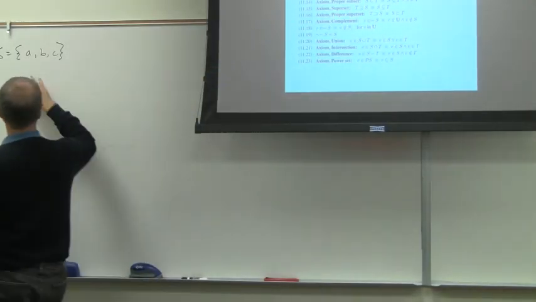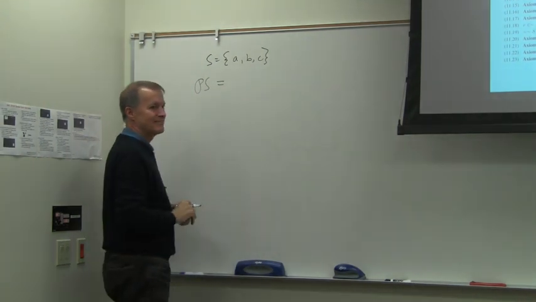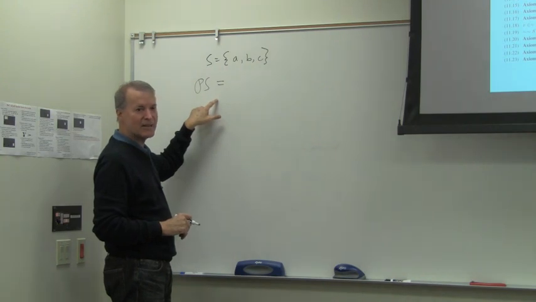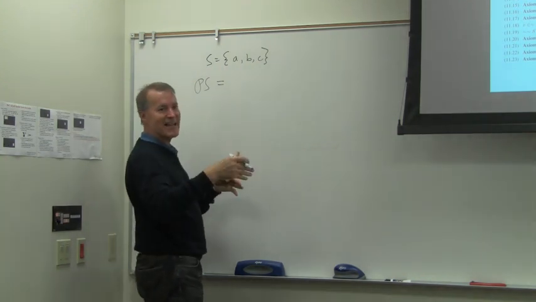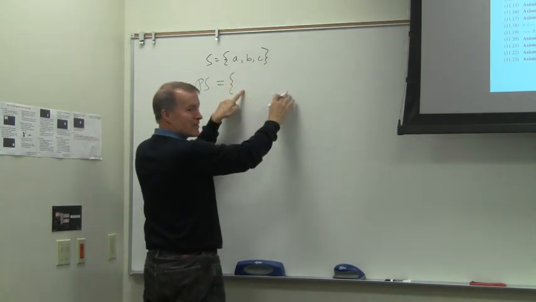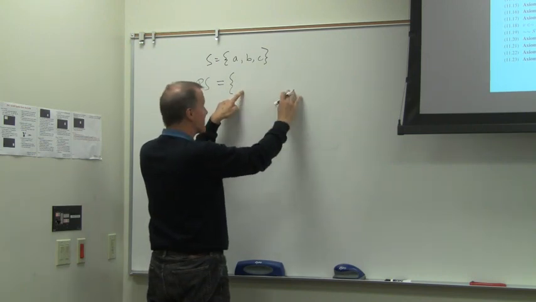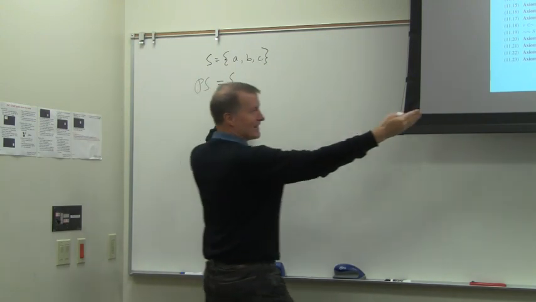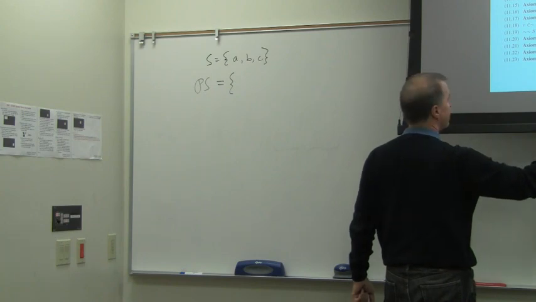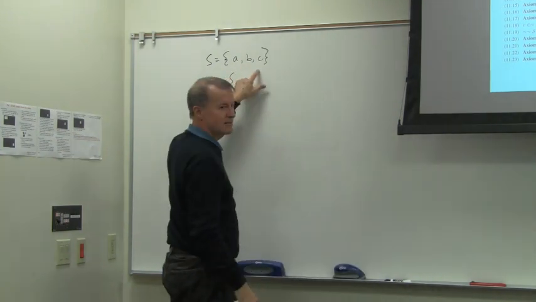So if S is the set A, B, C, my question is, what is P of S? What is the power set? It must be a set of sets. So here's the set. And now instead of these elements being like A, B, C, they're going to be sets. Now my question is, what are the sets that are in there? I'm talking about in terms of A, B, C.